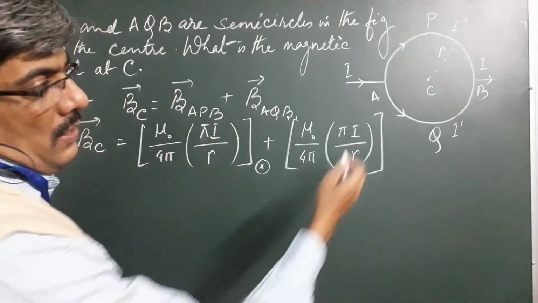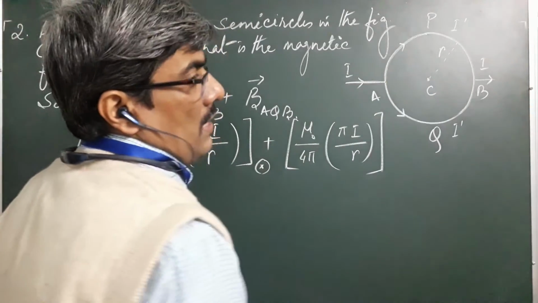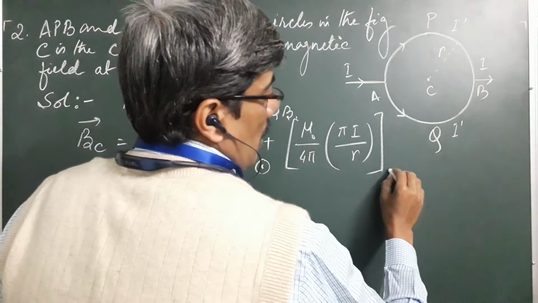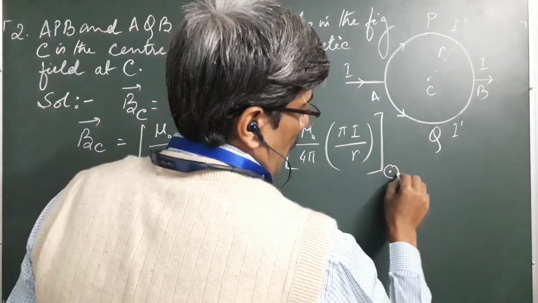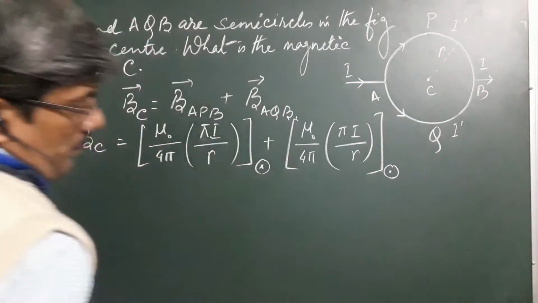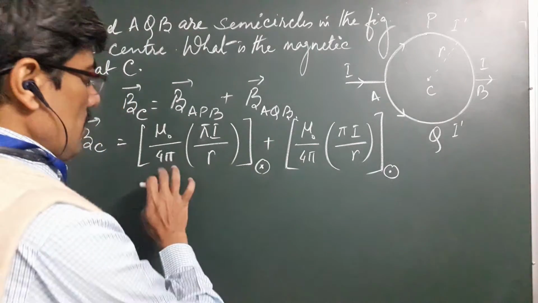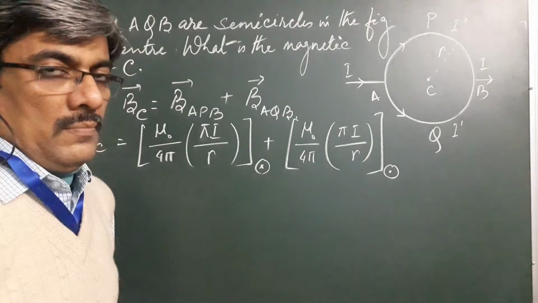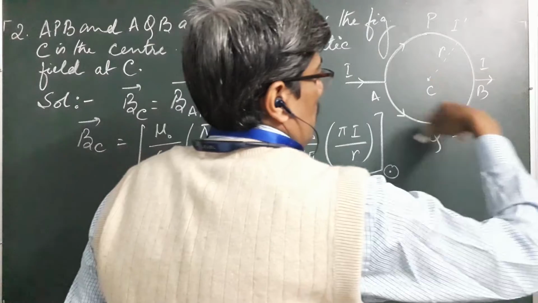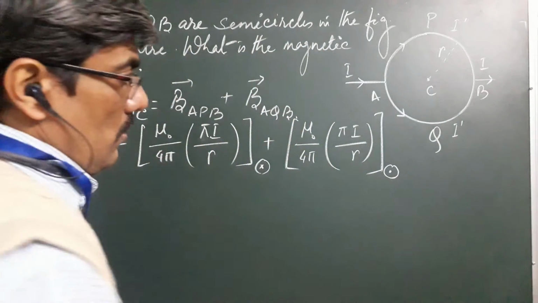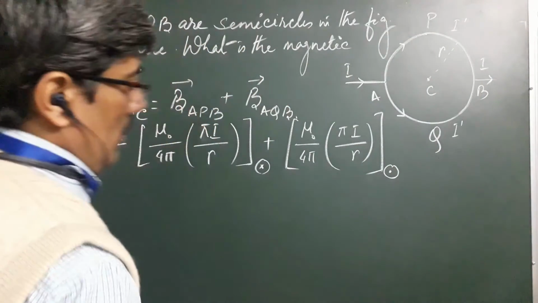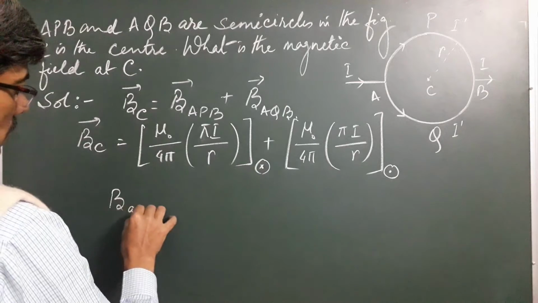But one thing differs: here the direction of flow of current is in anti-clockwise sense. If it's anti-clockwise, the magnetic field contribution will be upward, that is perpendicular out, which is shown by this. That means this is in and this is out. What do you observe, students? That these two expressions are exactly same, but the directions are exactly opposite. That means the contributions of these two together cancel out. Therefore, the net magnetic field at the center of this circle has to be 0.